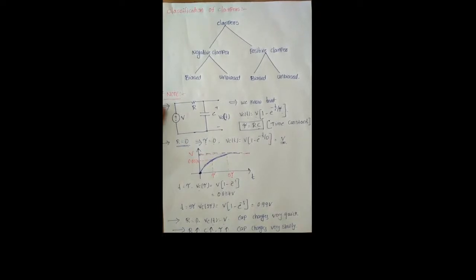In the last class, we studied the introduction of clampers. A clamper circuit can be defined as a circuit which can add a DC voltage to an AC waveform. Then the input signal can be shifted to either the positive side or the negative side. That circuit is called a clamper circuit. Today we discuss the classification of the clampers.